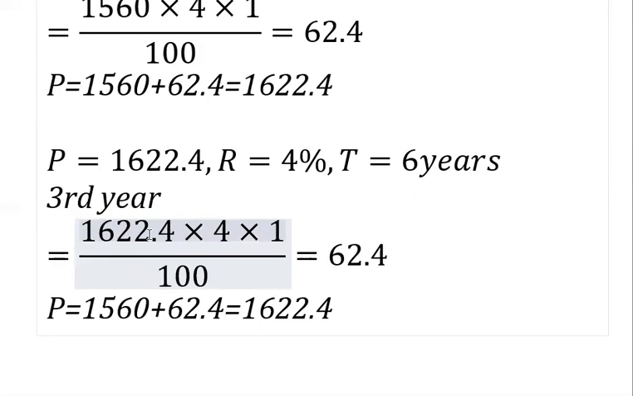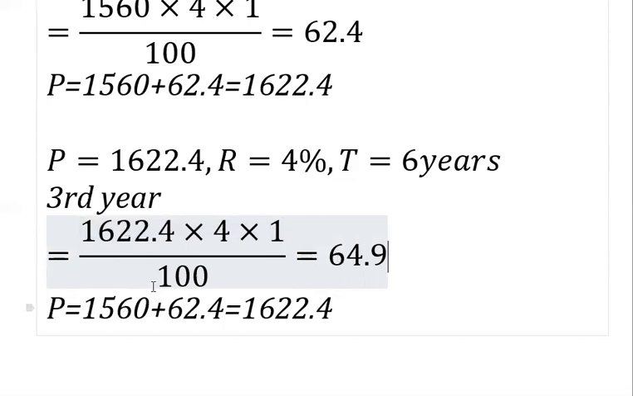So if you bring out your calculator and punch 1622.4 times 4 times 1 divided by 100, it's going to give us 64.9. Awesome.